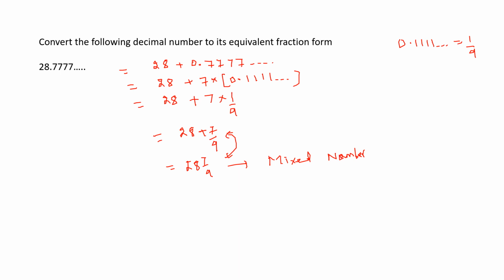Okay, now 28 7 by 9. Now we will convert it to an improper fraction. So 28 into 9, that is 252. 252 plus 7, that's 259 over 9. So the corresponding fraction equivalent of 28.777 is 259 over 9.